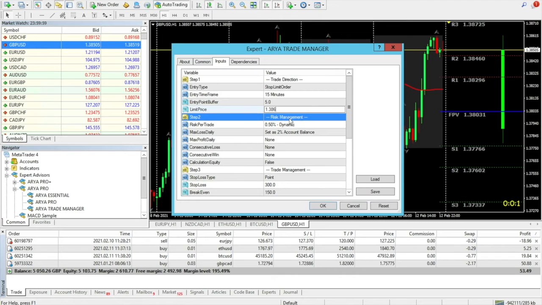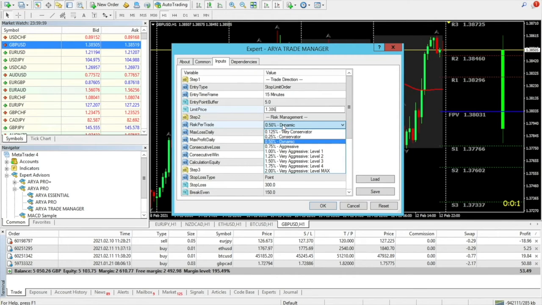Now we come on to step 2, which is your risk management. First is your risk per trade. You can choose from 0.125% or very conservative, all the way up to 2% or very aggressive. We recommend for beginners that you start between 0.25 and 0.75%. Your risk per trade is the amount of your capital you would like to put onto your specific trade.